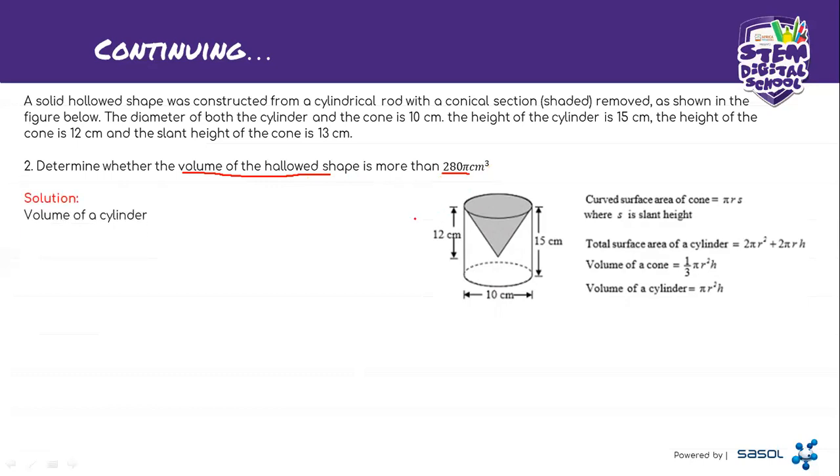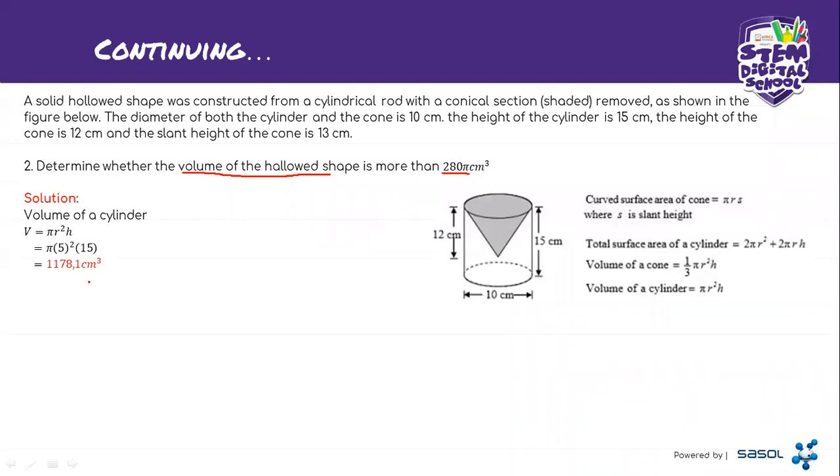First, we have to calculate the volume of the cylinder, and you write the correct formula for that. Then the next step, you just substitute your values. R is 5, and then the height is 15, of course. From there, you just press your calculator. Then the calculator is going to give us 1,178.1 centimeter cubed.